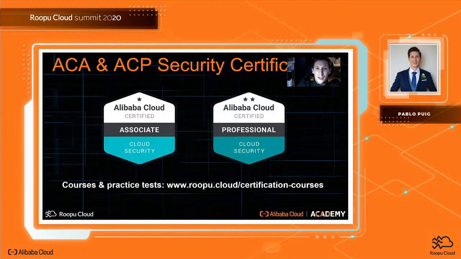So that was it for the security products overview. But before we finish, I would like to remind you about the Alibaba Cloud Security certifications. My friend Chirag Nair in his session already talked to you in detail about the Alibaba Cloud certifications, including the associate level and the professional level, or the ACA and the ACP.